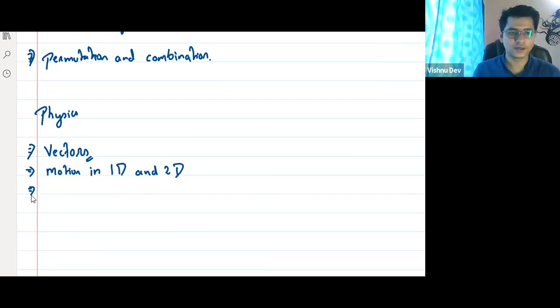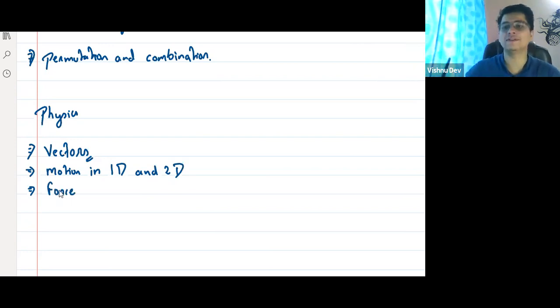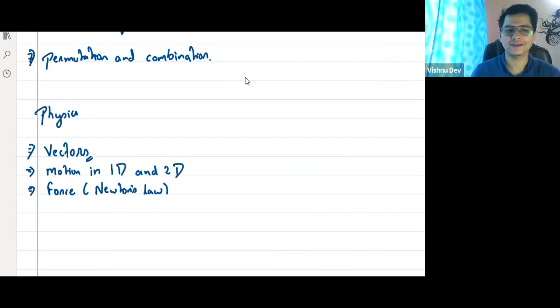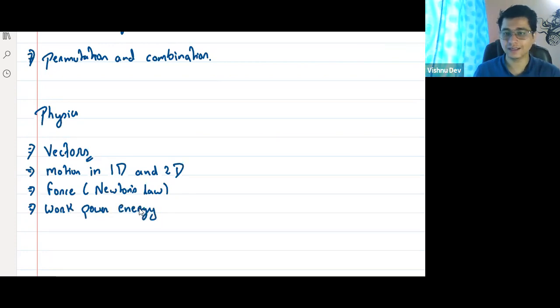Then the next topic that we'll be talking about is force. That is in your syllabus also, but we'll study in detail. When you talk about force, we'll study Newton's laws of motion in detail. Clear here? Then we will be having work, power, energy. Again, this is also in your syllabus, but we'll study this in much detail.